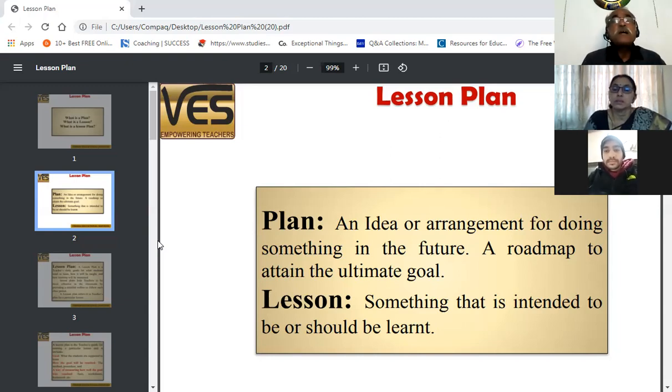Dr. Jayalakshmi, some people are waiting in the waiting room. So please enter them.